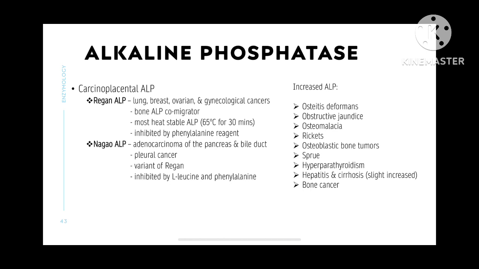While the Nagao isoenzyme may be considered a variant of the Regan isoenzyme, its electrophoretic, heat stability, and phenylalanine inhibition properties are identical to those of the Regan fraction. However, Nagao can also be inhibited by L-leucine, and its presence has been detected in metastatic carcinoma of pleural surfaces and in adenocarcinoma of the pancreas and bile duct.